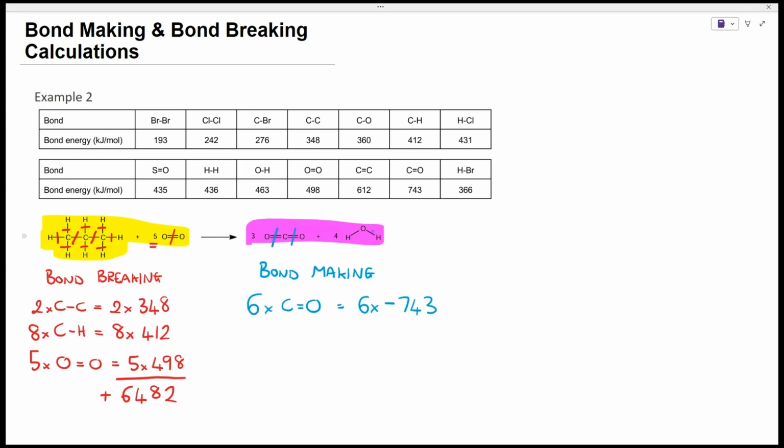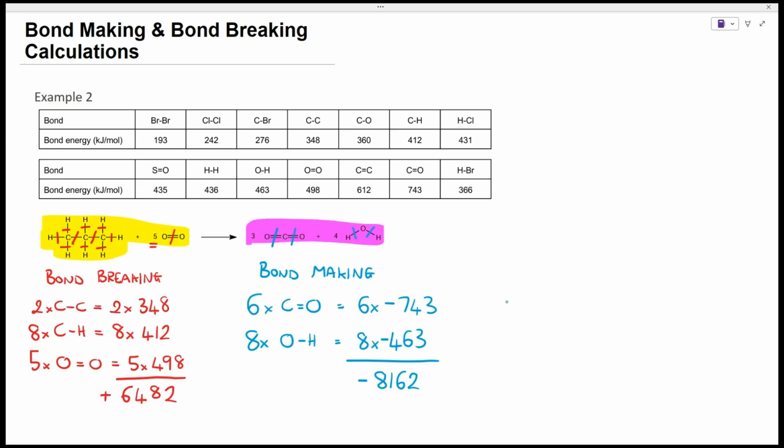I'm then going to go to the water molecules. Now each water molecule has got 2 O to H bonds, but there are 4 molecules. So it's going to be 8 O to H bonds in total, which is going to come back as 8 multiplied by the O to H bond strength, which is 463, but it's a negative because I'm bond making. So once I've totaled all of those up, I put them in the calculator and hopefully I should get minus 8,162.